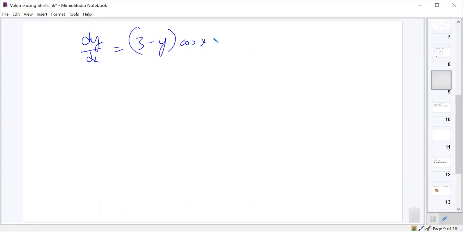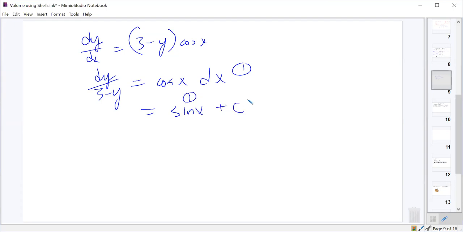How do we solve this differential equation? We split the variables and you take the integral. All right, separate the variables. Yeah, so we will have dy over 3 minus y equals cosine x dx. That's 1 point. Integrate cosine x, sine x. That's the second point. Plus c.